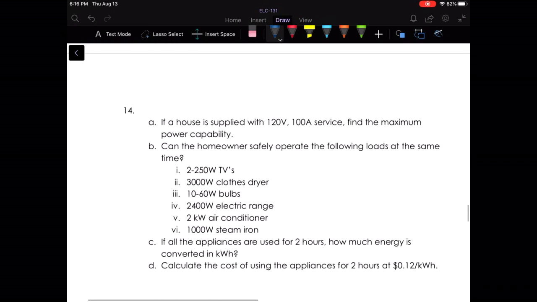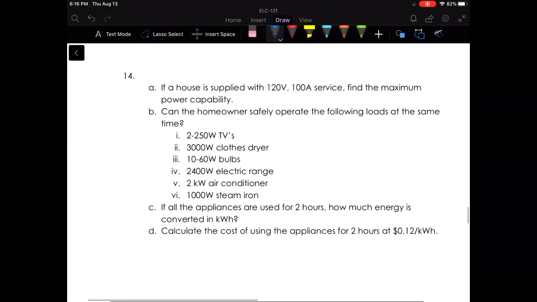Okay, let's talk about the maximum capacity for a minute. If we have a house supplied with 120 volt, 100 amp service, what is the maximum power we can use at one time? Well, again, it's just P equals V times I. So we have 120 volts times 100 amps.